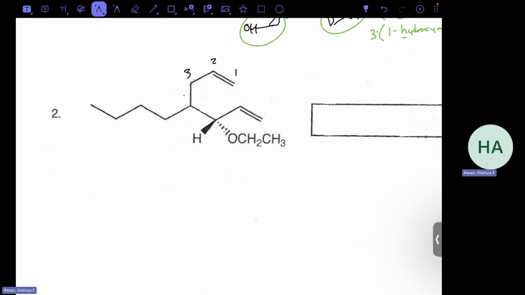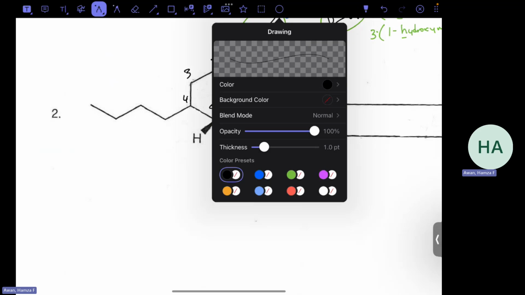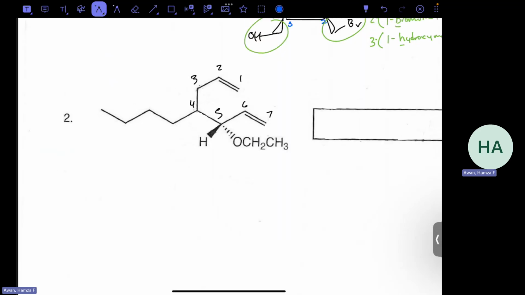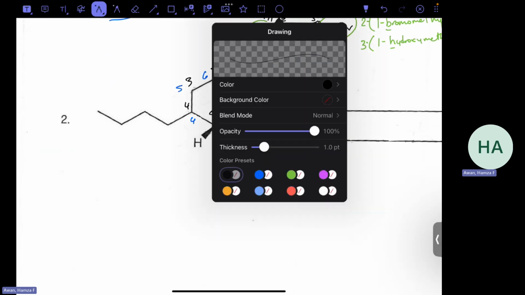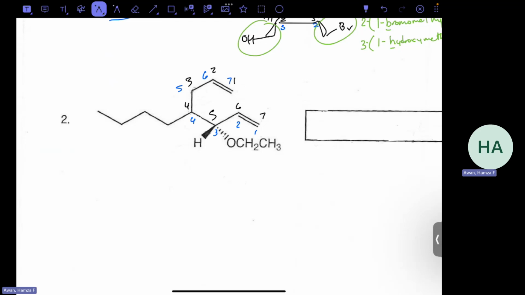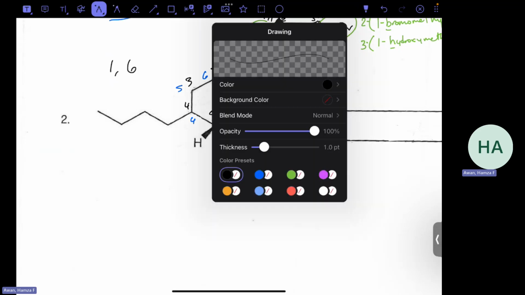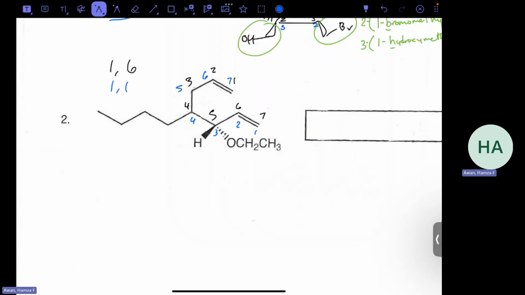1, 2, 3, 4, 5, 6, 7, and then make sure we always number backwards. 1, 2, 3, 4, 5, 6, and 7, right? So according to the black numbering, we have double bonds on carbons 1 and 6, and according to the blue numbering, we have double bonds on carbon 1 and carbon 6.